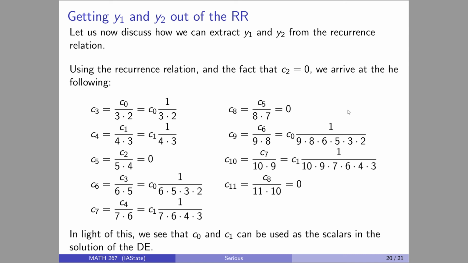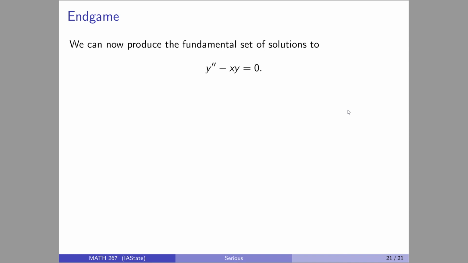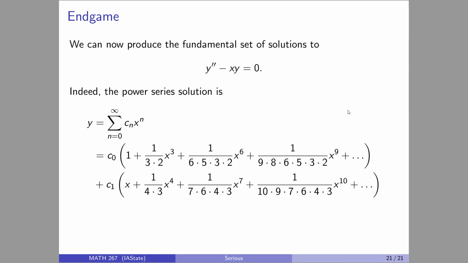All right, so here we go. I'm now going to produce for you the fundamental set of solutions to the Airy equation and give you formulas, power series formulas for the so-called Airy functions. Okay, so the power series, we just noted that the coefficients are either c sub 0 times something or c sub 1 times something. Something that we can do with power series is rearrange them so we get all the c sub 0 terms together and get all the c sub 1 terms together and factor them out.